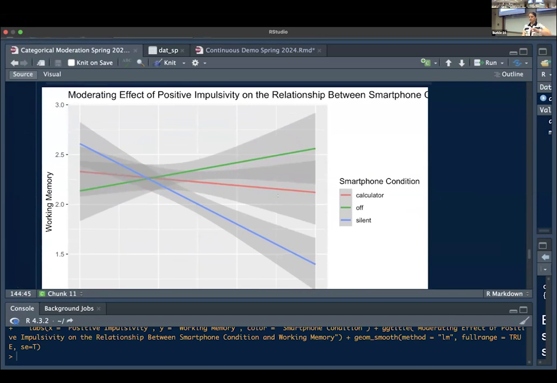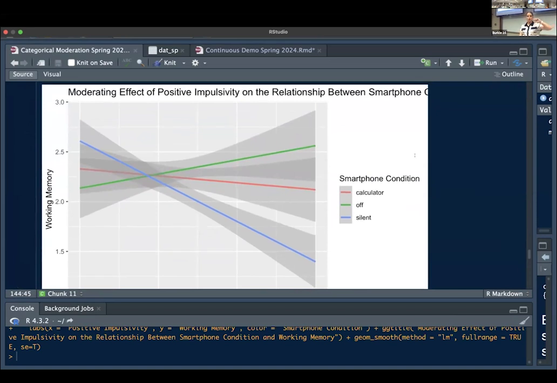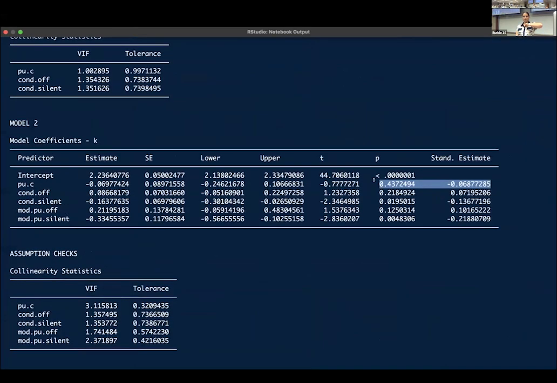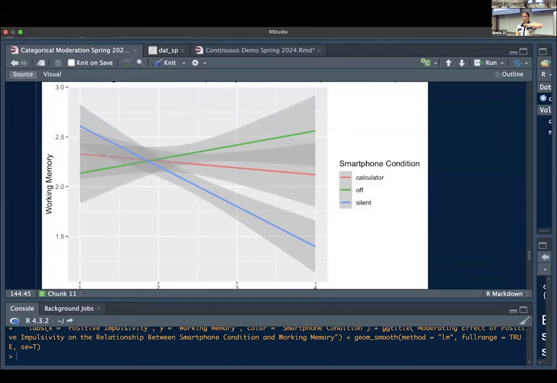And here you can see, this is kind of cool because you can see the simple slope effect almost visually, right? So if that gray area encompasses a flat line, what does that mean? It's not going to be significant, right? So you see it already. You see the calculator line? We already knew that that red line was flat, right? For people in the calculator group, this was not significant. You can see it here too. This red encompasses it.